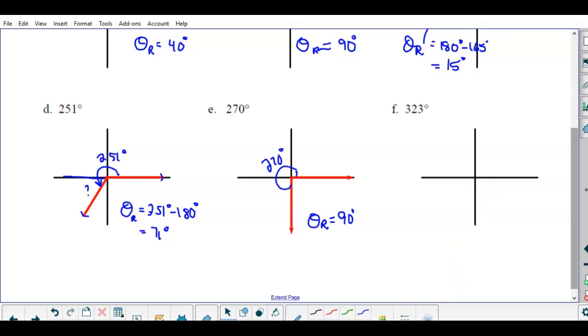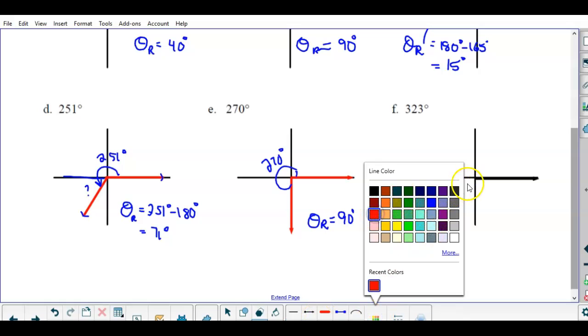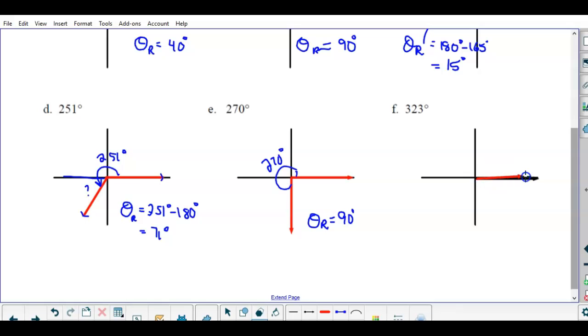And then 323. Initial arm. Oh, sorry. Let's do this again. Okay, initial arm. And then 323 is going to be in the fourth quadrant, because it's bigger than 270 but less than 360. Okay, so there's your 323.